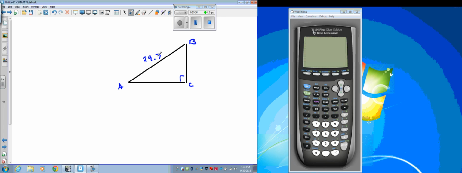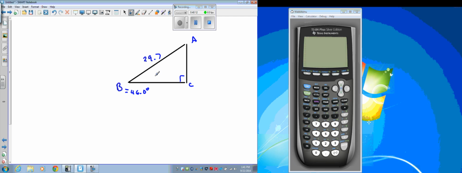29.7. Now, if they give me B is 46 degrees, then A is going to be 90 minus 46. I really have this labeled backwards for perspective's sake. I should label B down here and A up here, because A is the bigger angle. So I perhaps should relabel this, putting A up here and B down here, because they're giving me that this angle is 46.0.